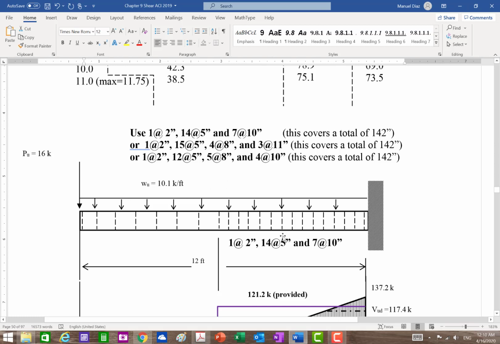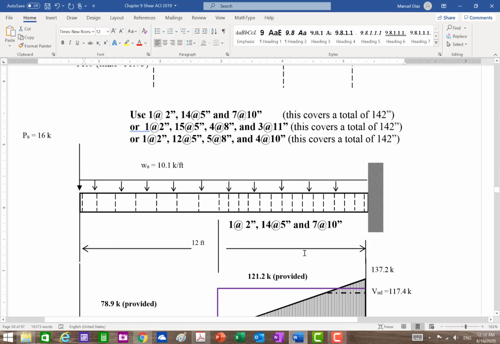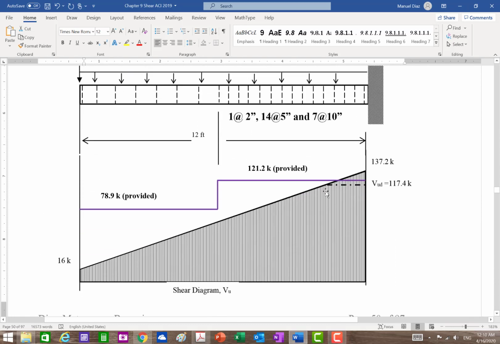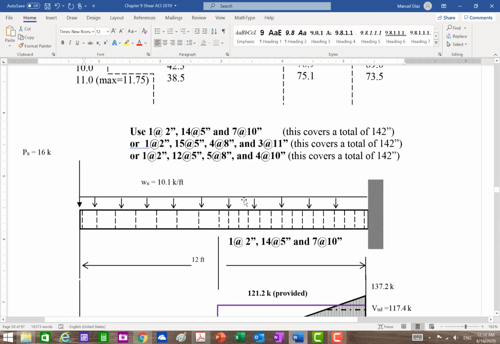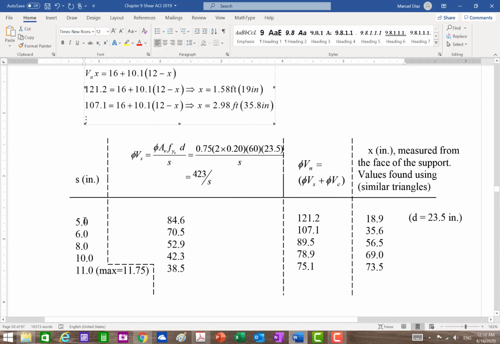So there are different kinds. So there it is: 1 and 2, 14 and 5, 7 and 10. Okay? So the first one is kind of my preferred choice. And then you want to plot the required strength versus the actual diagram. So what is your required strength? Well, you're using 5. That strength is 121.